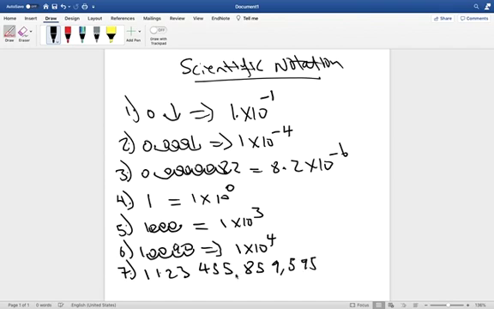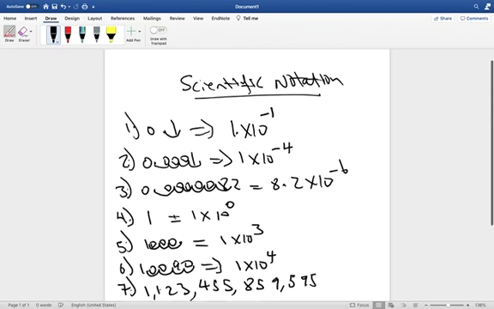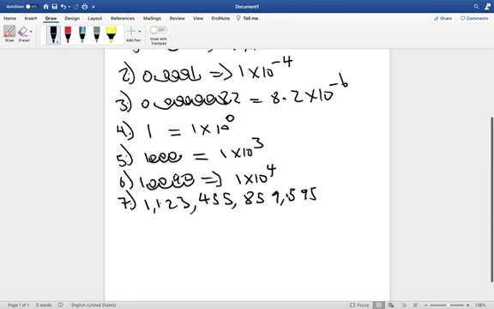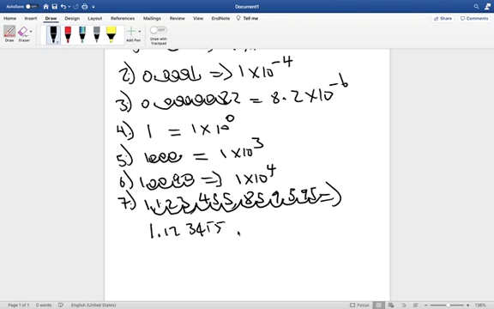1,123,455,859,595, this number is pretty big, and as the numbers get bigger, it's even more interesting when we do scientific notation. So, in essence, this number is going to be 1, 2, 3, 4, 5, 6, 7, 8, 9, 10, 11, 12. So it's 1.1234558599595 times 10 to the 12.